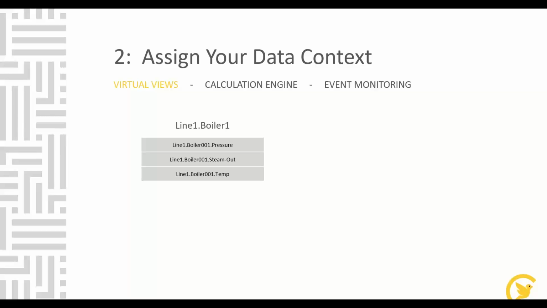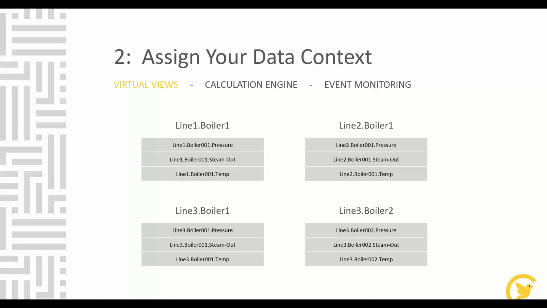From here, you can have line 1 boiler, with the pressure and steam out temperature that you got. You have line 2 boiler 1, line 3 boiler 1, then line 3 boiler 2. So all of this will be categories and asset models that you can group together, in a way that is much easier to analyze for any objective that you want to achieve.